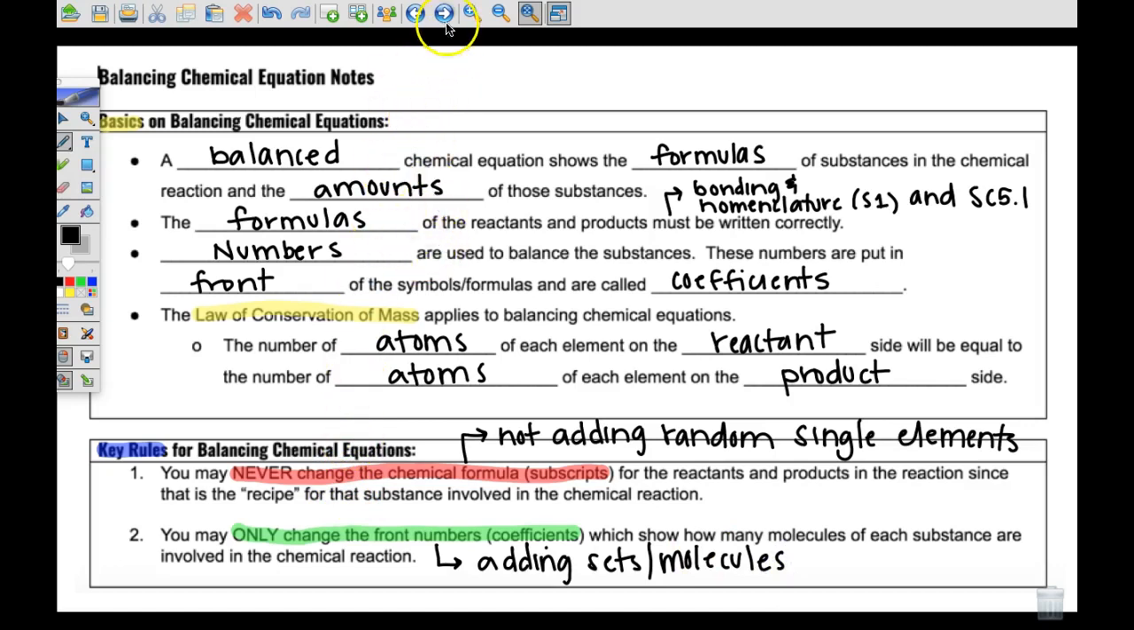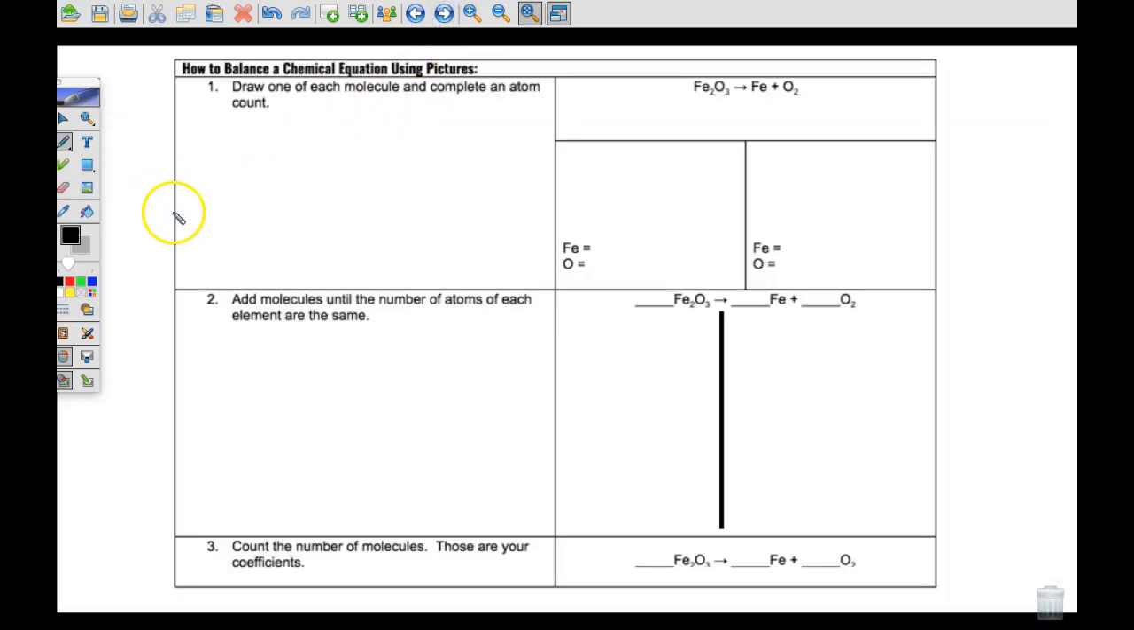So there's two different ways to approach this. We can use pictures and drawings to balance chemical equations, or we can do it by using an atom count, or what I'll call the math way. So what we're going to do is look at the same equation from the two different perspectives, and you can decide which pathway works best for you.